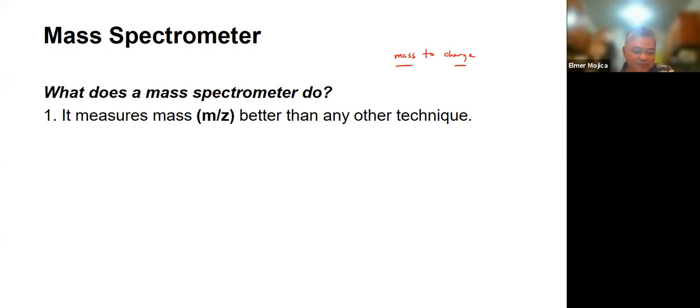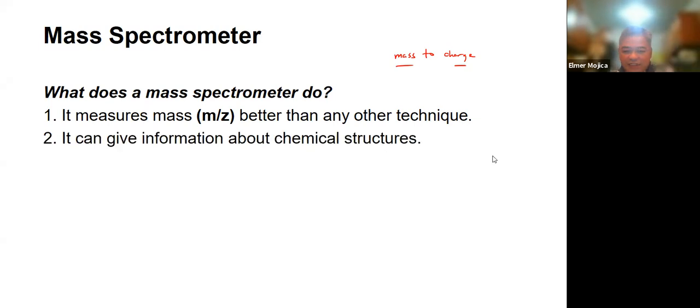And the unique feature that it has, aside from measuring the mass, is that it can give you information about chemical structure. And I would say I'm lucky to do both functions of a mass spectrometer. I use it for quantitative purposes, and I also use it for structure elucidation. So if we look at the unique features of mass spectrometry, I can put here at least four.